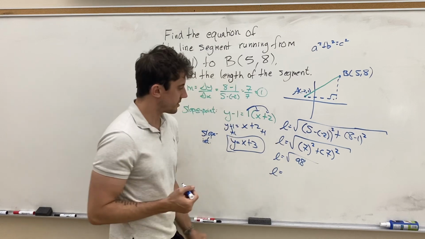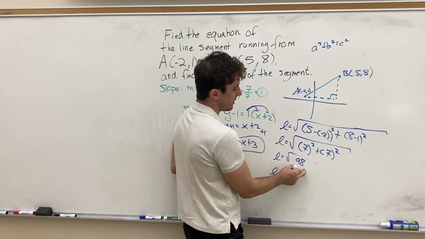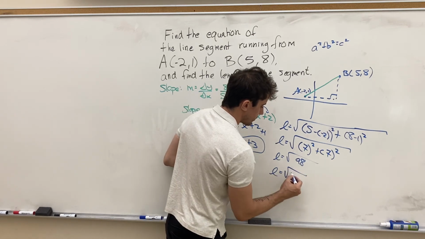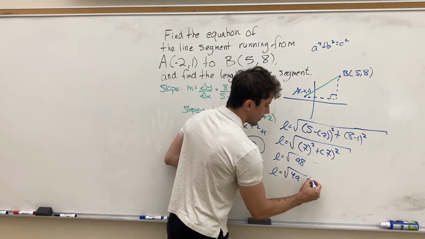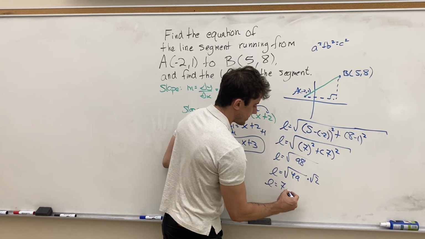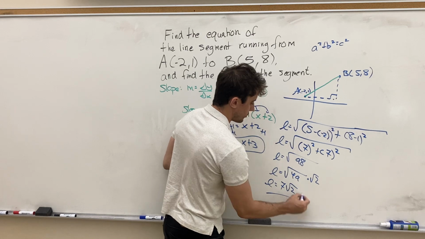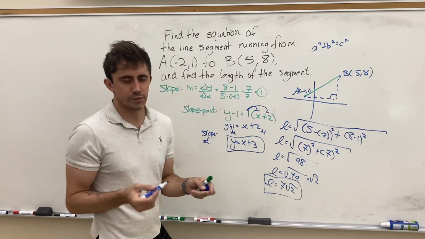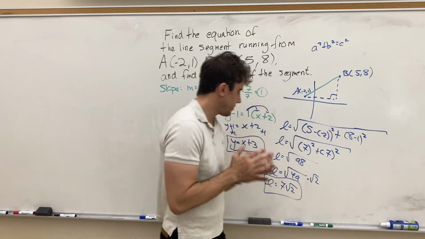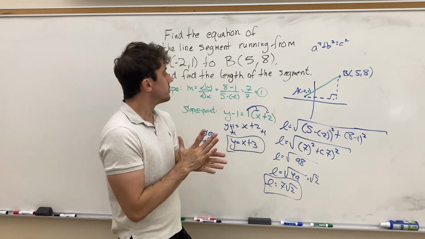We can even simplify this radical a little bit, because 98 is 2 times 49. So that's root 49 times root 2, and root 49 is 7. So this length is 7 root 2. You can write that as a decimal if you'd like, but that's an irrational value, and so I would leave it as 7 root 2. And we're done. So I hope this helps.